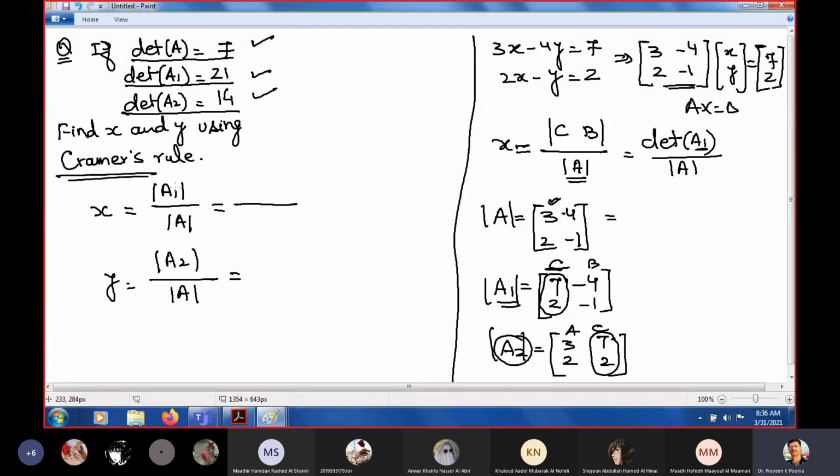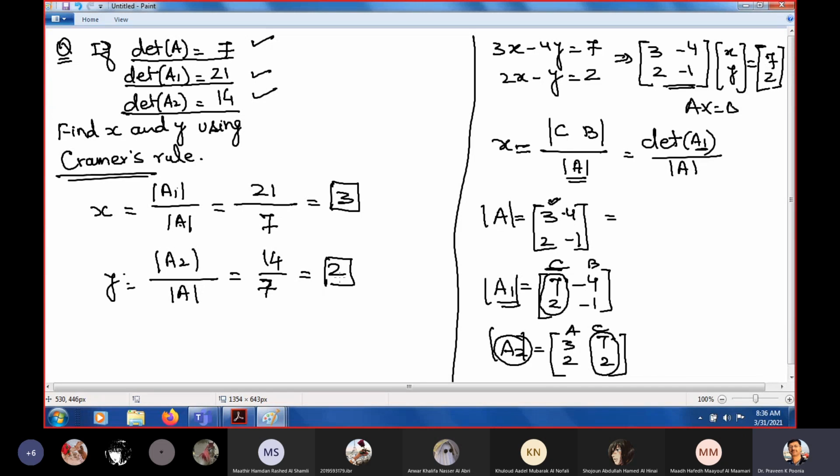And if you put, determinant of A1 is what? 21. Determinant of A is 7. What is 21 divided by 7? It is 3. And if you find A2, it is 14 divided by 7. So the answer is 2.